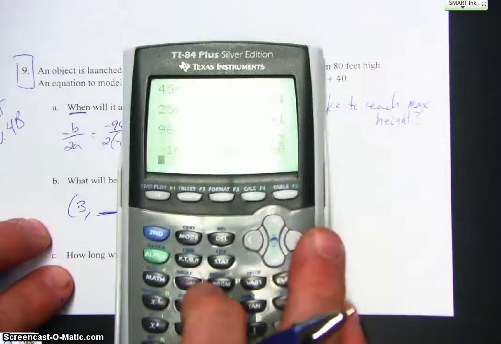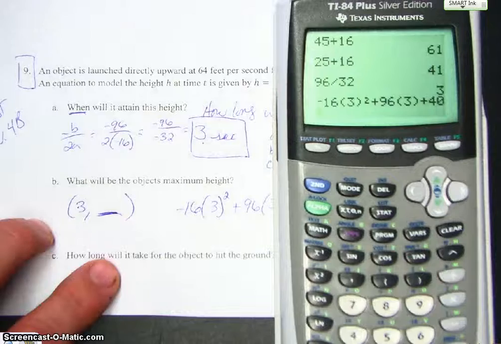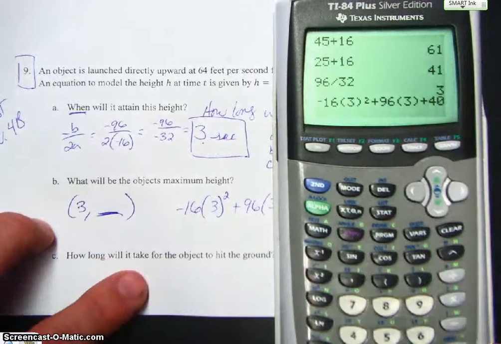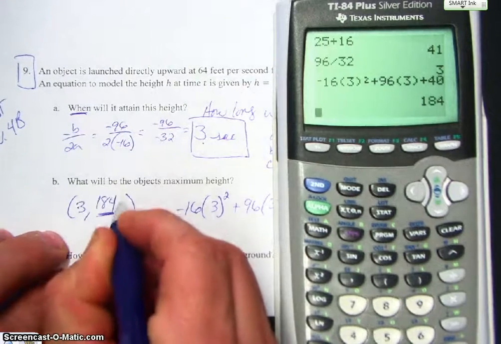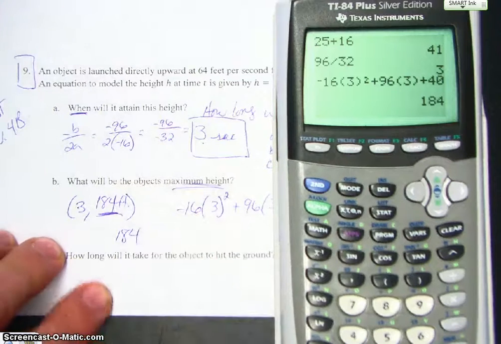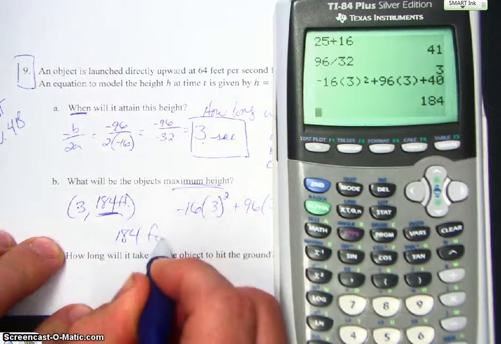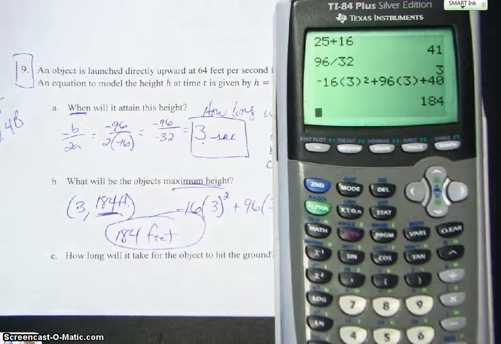All right, so there, I don't know if you can see it. There you go. It's in the calculator, just the way it appears. Hit enter, and the maximum is 184 feet. So my maximum height that this object reaches is 184 feet. All right. So just finding the vertex, you find parts A and B.